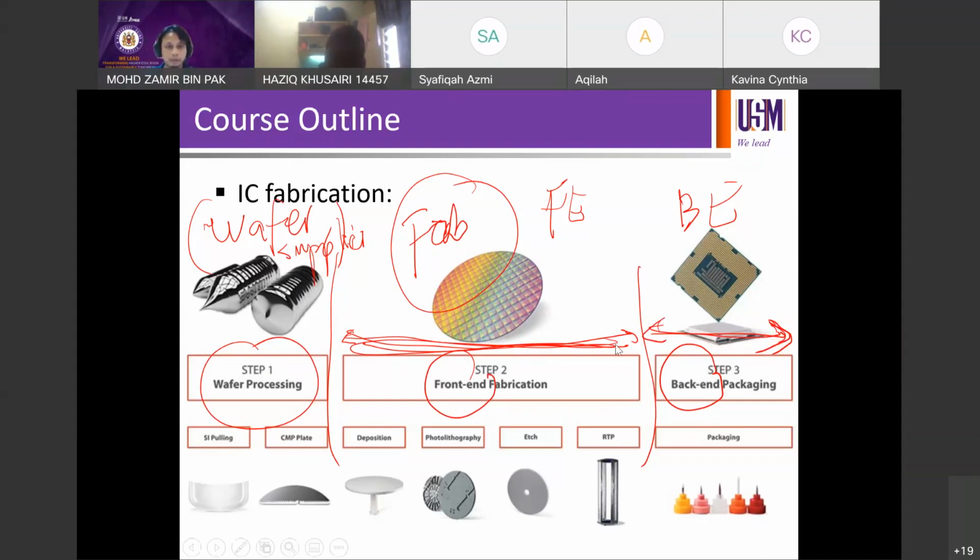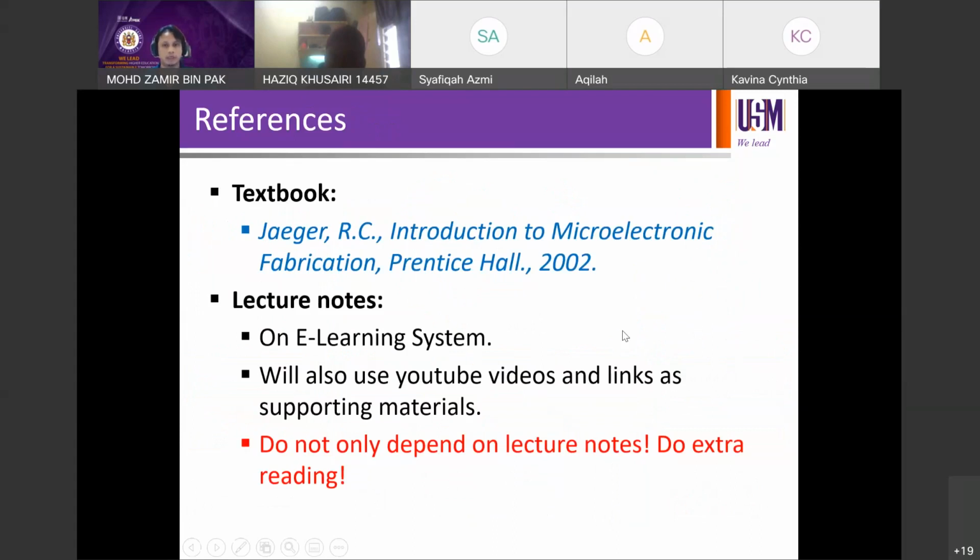Okay, so that's pretty much it. Textbook. I'll be using Jaeger as the main one. I've given these details on eLearn already. So I'll be using this book, Jaeger. Okay, this is the book I bought back in 2002, 19 years ago. Okay, so that's the first one. And the second one, I'm going to be using Sze and Gary S. May, and Sze. I've given this on eLearn as well. The details, you can check it out, right? So I'm using these two books as the main references.